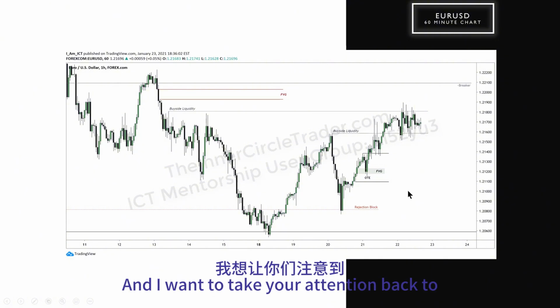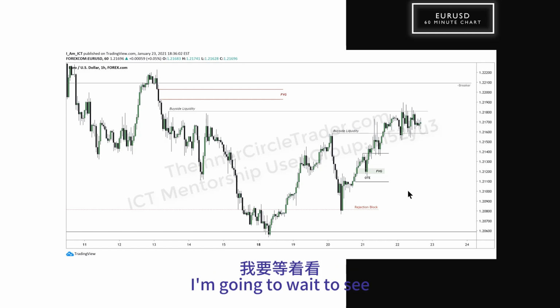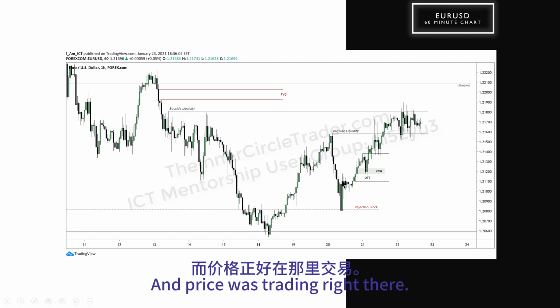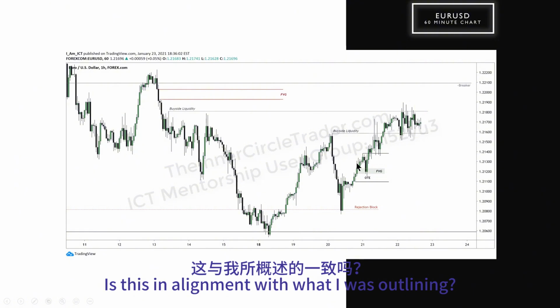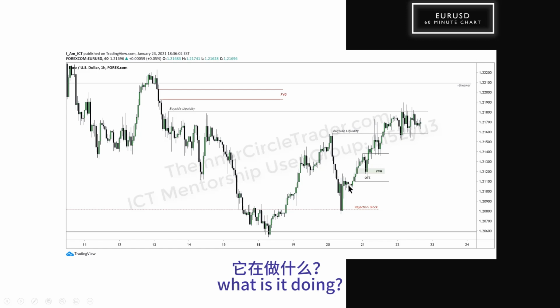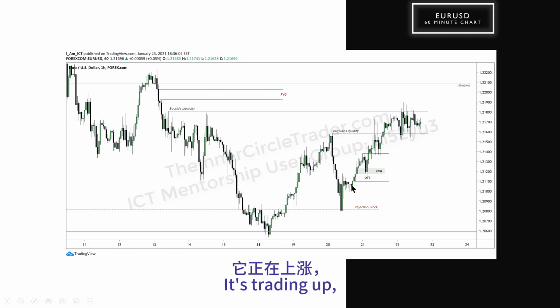And I want to take your attention back to the midweek review where I said, okay, I'm just going to co-sign and say, I'm going to wait to see if we get that lower euro and higher dollar. And price was trading right there. Now, right away, the market does this. Is this in alignment with what I was outlining? No. So when the market starts to give you this, what is it doing? It's displacement. It's small inside the scope of this high to low. It's trading up, but it's moving away from this rejection block.